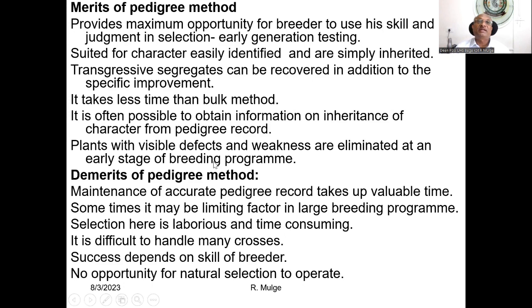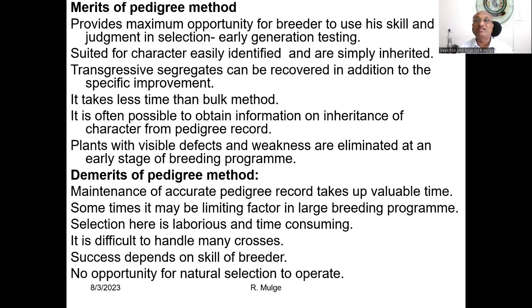The merits of the pedigree method: it provides maximum opportunity for a breeder to use his skill and judgment in selection. Early generation testing can be followed. Yes, that's the efficiency, but it should work. There should be correlation between early generation testing and the later performance of those lines in later generations. It is suited for characters easily identified and simply inherited. Very important: transgressive segregants can be recovered in addition to the specific improvement. It takes less time than the bulk method.